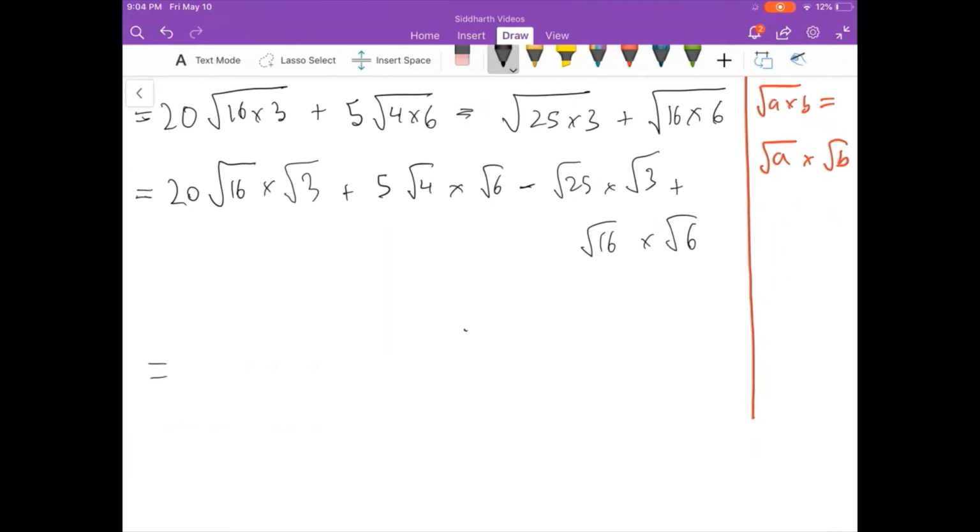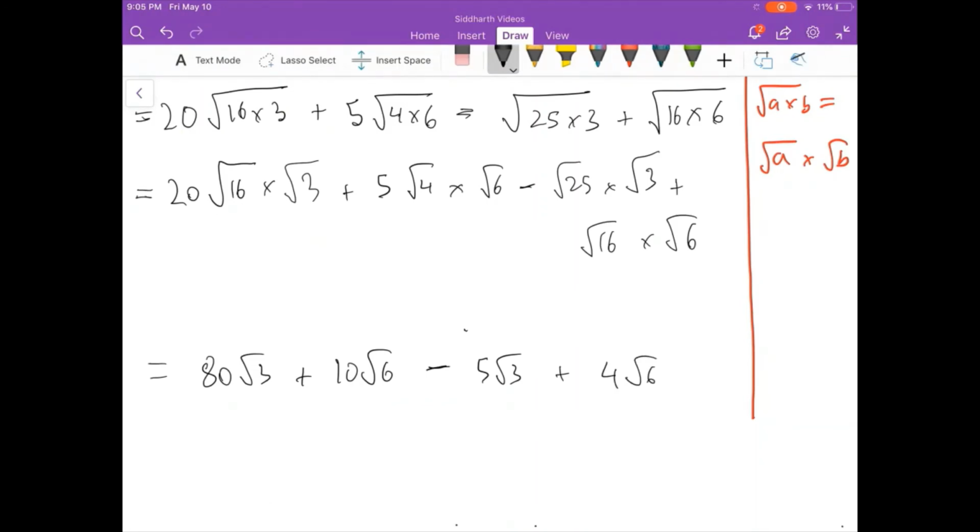20 root 16 is 20 into 4, which is 80, into root 3, plus root 4 is 2 and 5 into 2 is 10, so 10 root 6, minus root 25 is 5, so 5 root 3, plus root 16 is 4, so 4 root 6.